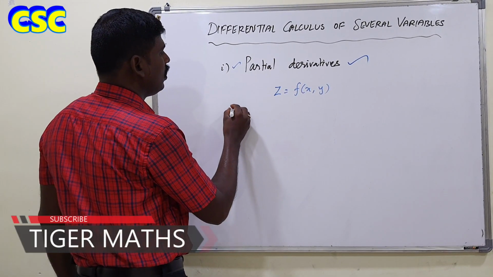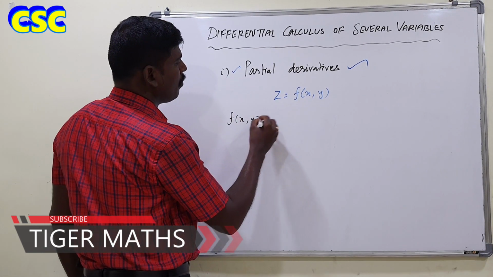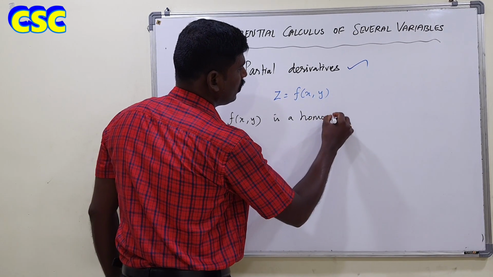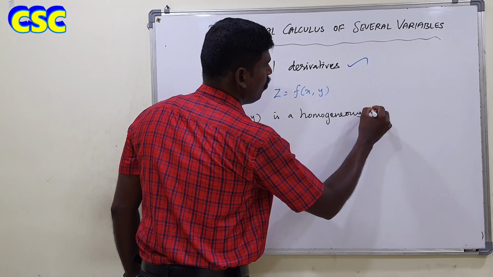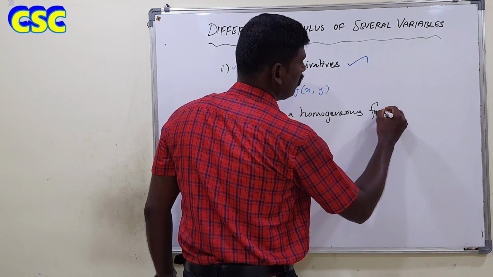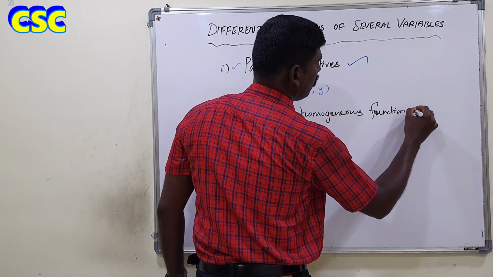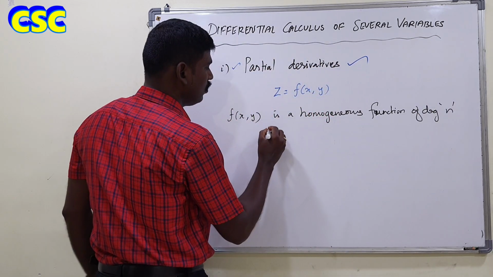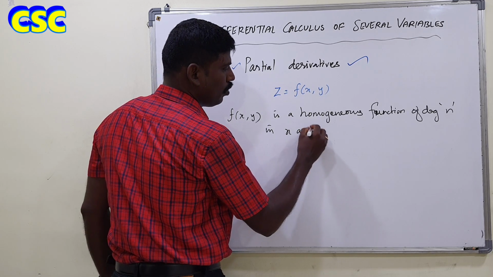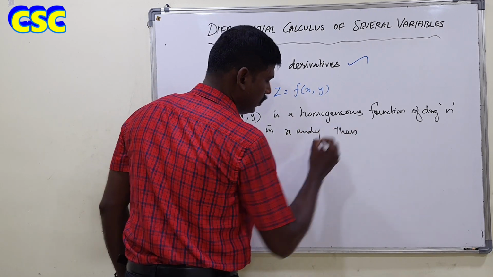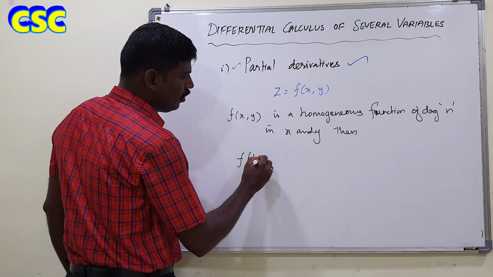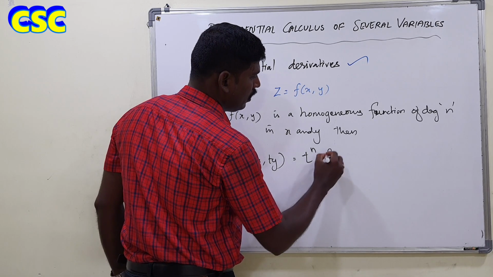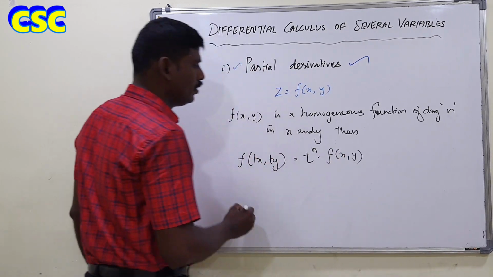Suppose f of x comma y is a homogeneous function of degree n in x and y, then f of tx comma ty is equal to t power n into f of x comma y. That's all.